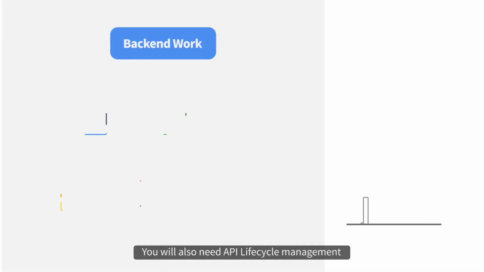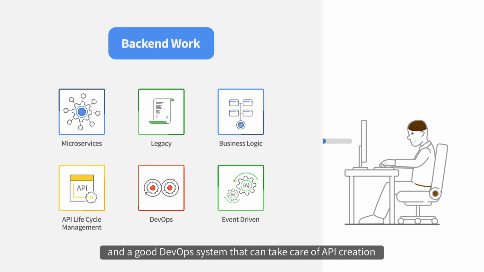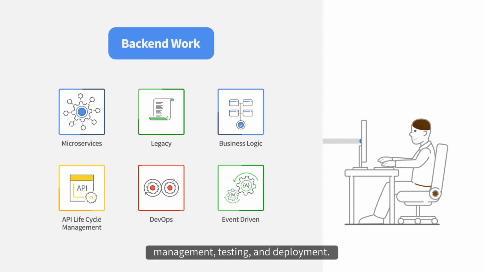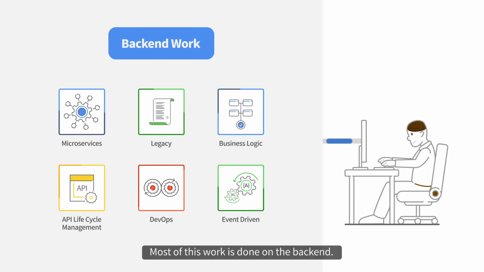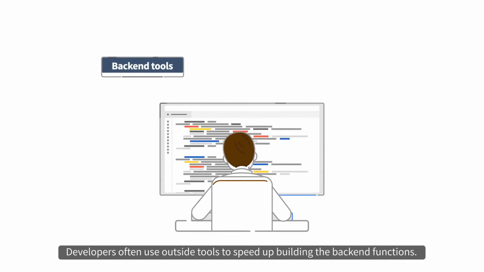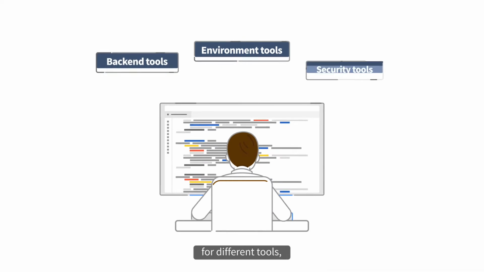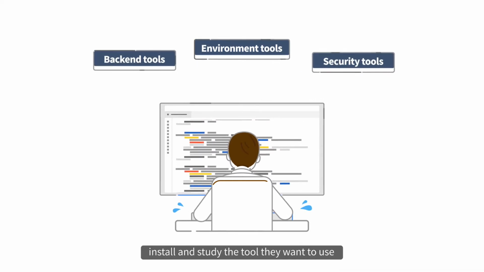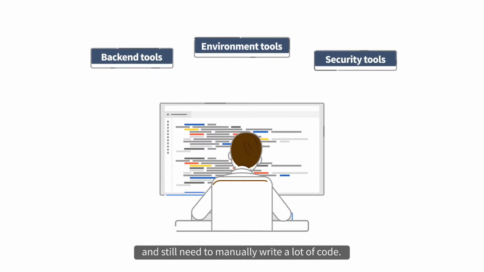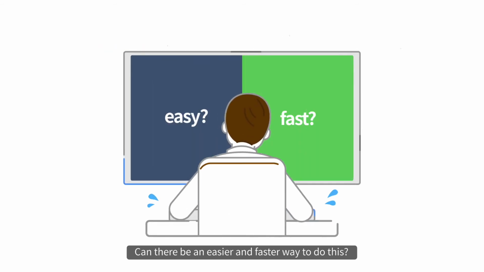You will also need API lifecycle management and a good DevOps system that can take care of API creation, management, testing, and deployment. Most of this work is done on the back end. Developers often use outside tools to speed up building the back-end functions. However, they need to set up different development environments for different tools, install, and study the tool they want to use, and still need to manually write a lot of code. Can there be an easier and faster way to do this?